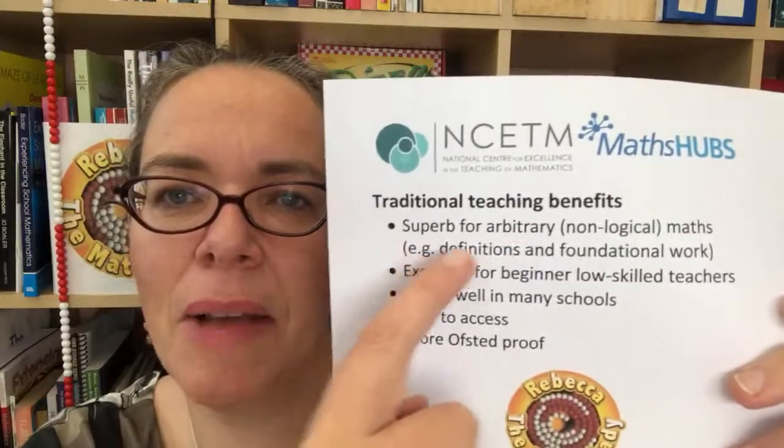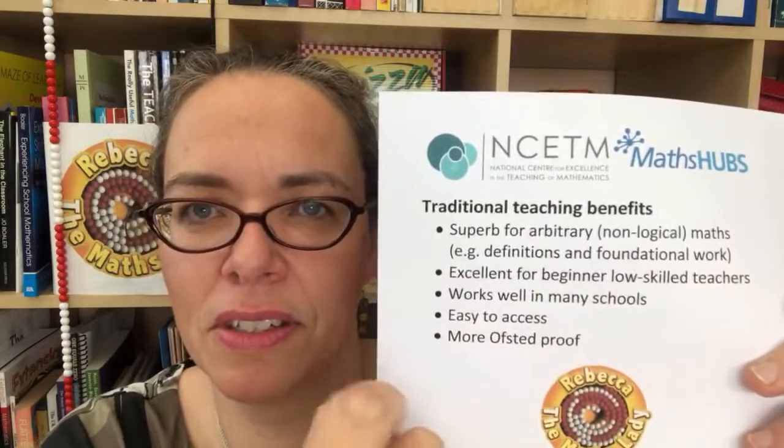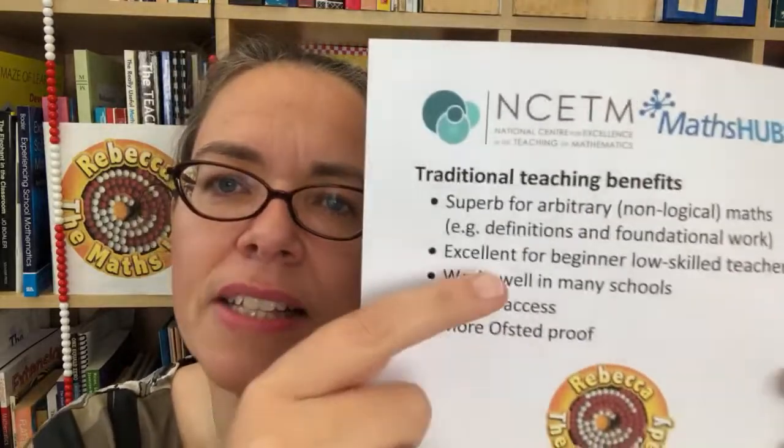I've got a list of things they're really good at here. So absolutely superb for the non-logical maths. Definitely go with this. It's excellent for beginner and low-skilled teachers because you're getting a pre-written way to teach maths. It's been well considered. A lot of effort's been put into writing it. It's much better than you could do if you didn't have it. And you're going to learn a lot by using those resources for teaching, and by going through the training that really explains why those resources are as they are and teaches you how to use them wisely as well. So if you're in your first 5 years of teaching or you're lacking confidence with your maths teaching, traditional teaching, pre-written schemes is great.